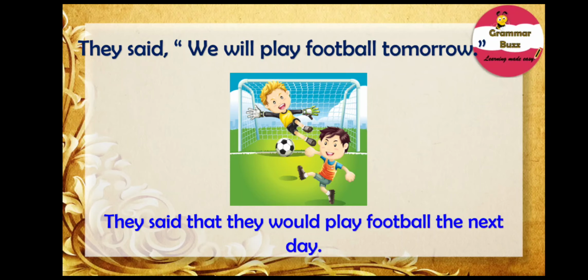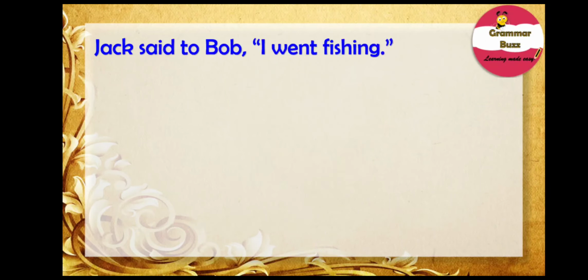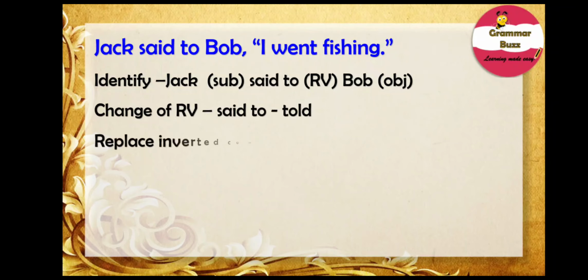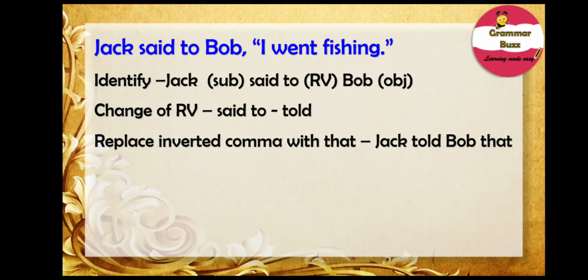Here comes our next sentence. And our example sentence is, Jack said to Bob, I went fishing. Following the 6-step formula of conversion, the first step is identification. Here Jack is the subject, said to is the reporting verb, and Bob is the object. The second step is change of reporting verb. Since the reporting verb is said to, it gets converted to told. The third step is replacing inverted comma with that, and we have Jack told Bob that.